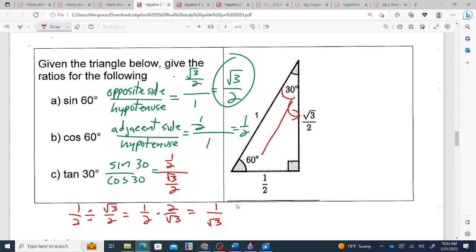But 1 over the square root of 3 isn't what you're supposed to end up with, right? So you got to rationalize. I multiply both the top and the bottom by the square root of 3, and I get the square root of 3 over 3. Now, in all honesty, I'm going to let this go. If you give me that answer, I'm going to call it a day.